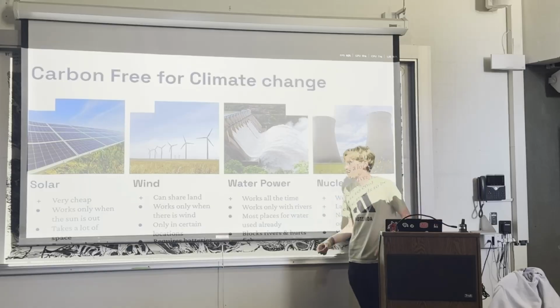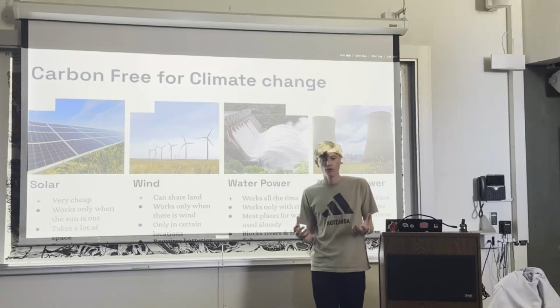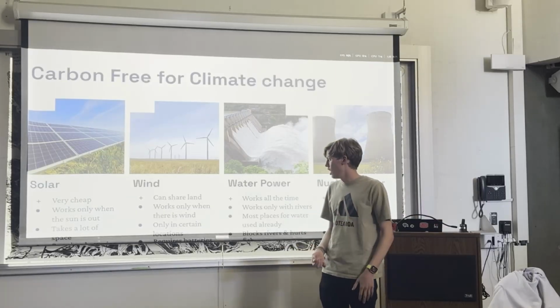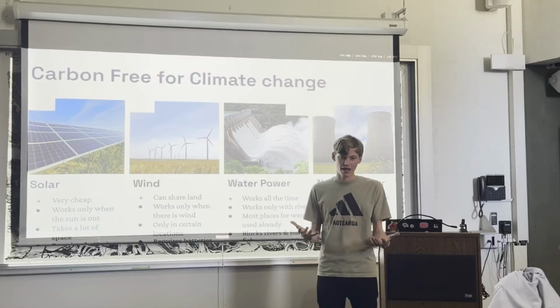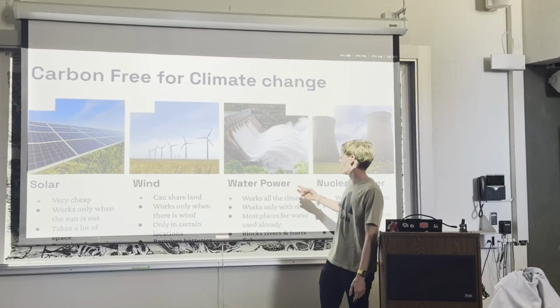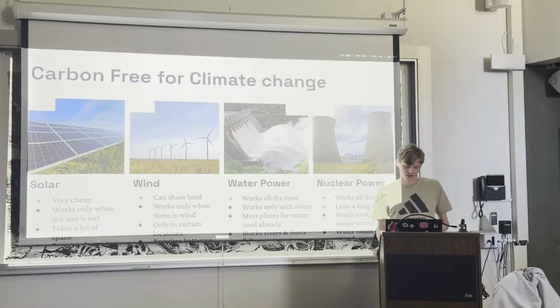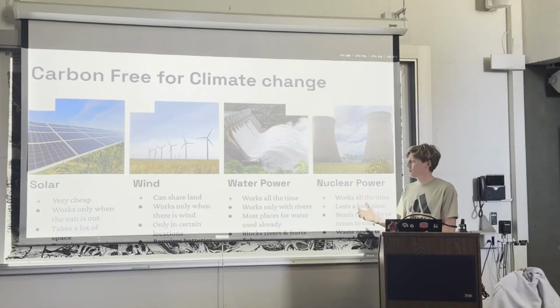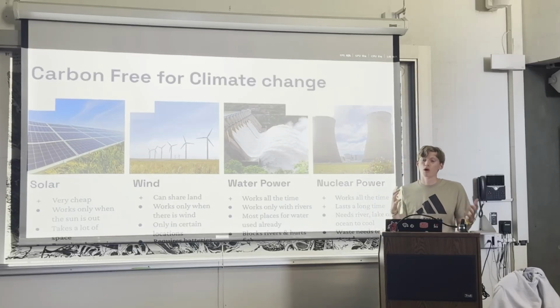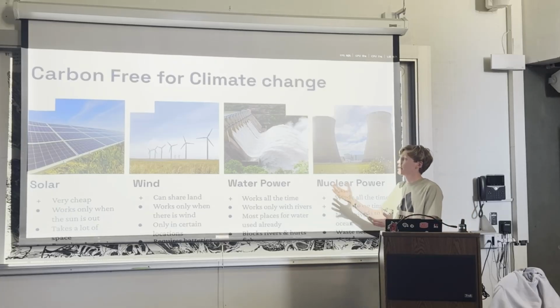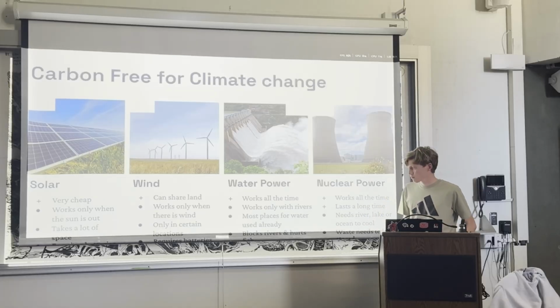Wind is really good. It can share land with a lot of farms who build windmills on them to generate energy, but you still need wind, so it only works when there's wind, and you need batteries to store the energy. Water power, which is one of the best energy sources in my mind, works all the time, just like nuclear, but you need a river to do this. And in the United States, we've used most of the rivers we possibly could build hydropower on, and it takes away that ecosystem from fish that migrate up rivers and stuff.